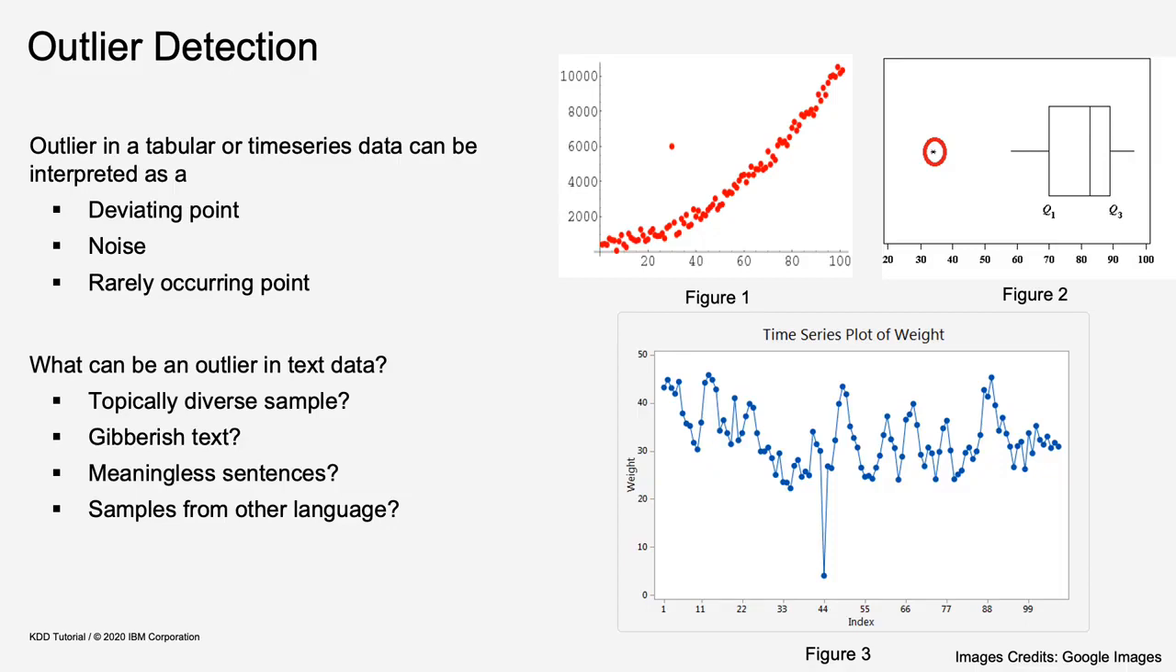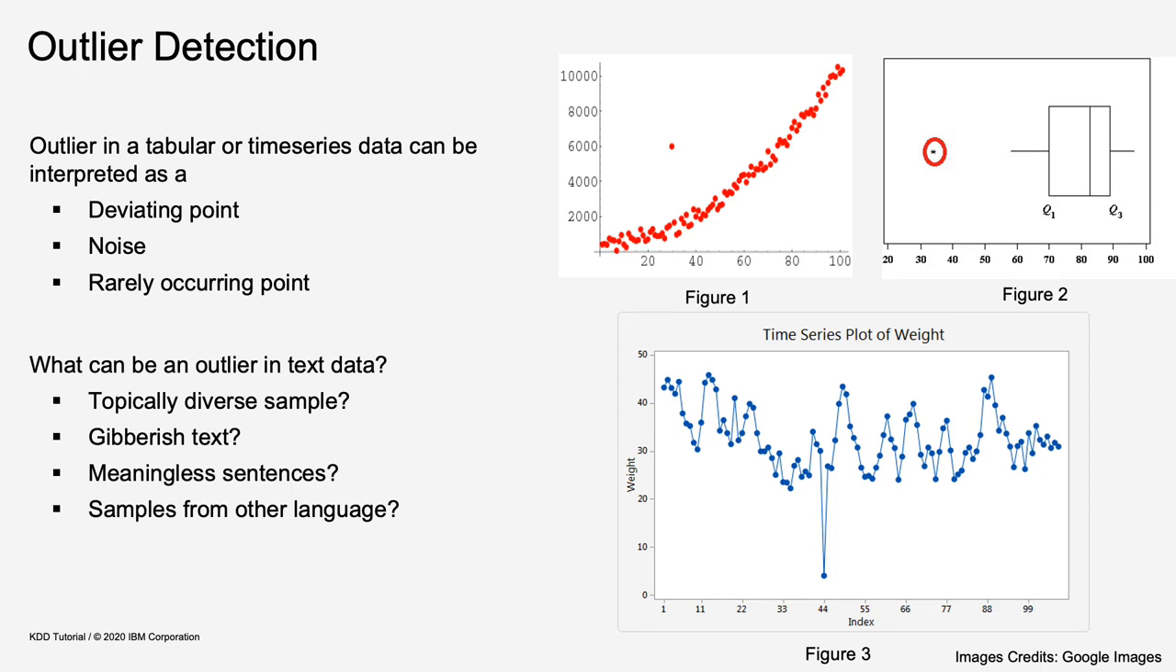Or one can also find outliers by plotting the statistical nature of the data, such as using box plots in Figure 2, and identify points lying far away from the usual data distribution. Even in the case of time series data, a simple plotting as shown in Figure 3 can help one discover outliers present in the data. However, it's not the same case for text data.